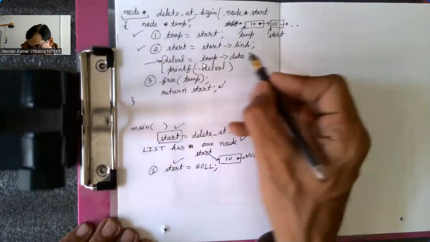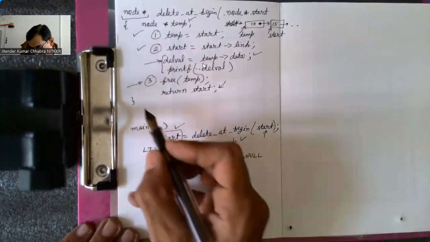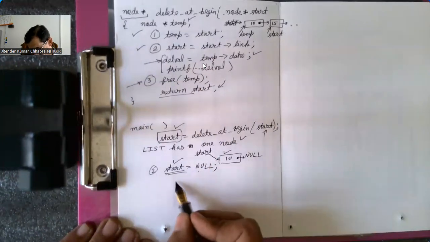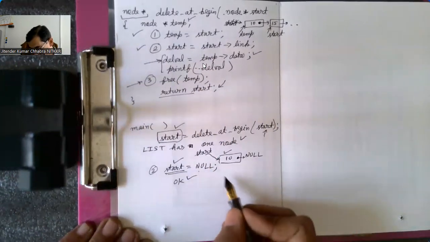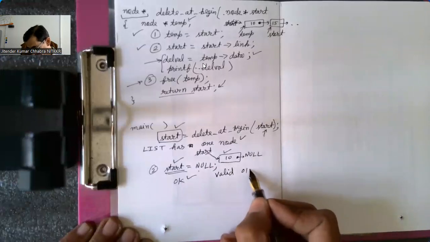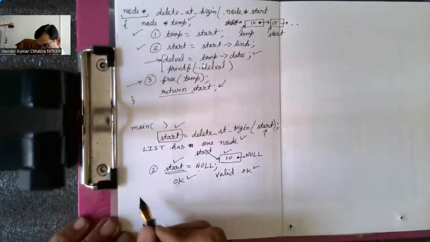If del val is to be printed, yes, it can be printed. Free temp, yes, this node will be freed. Return start. Start is null. This will also work. So all valid cases, I hope, will work now. Even if the list has more than one node, it is also deleted.